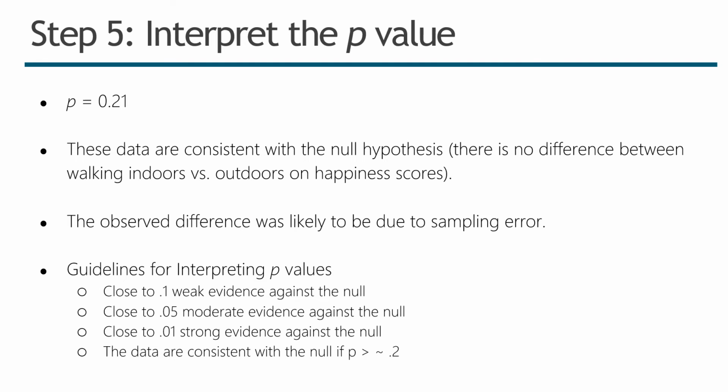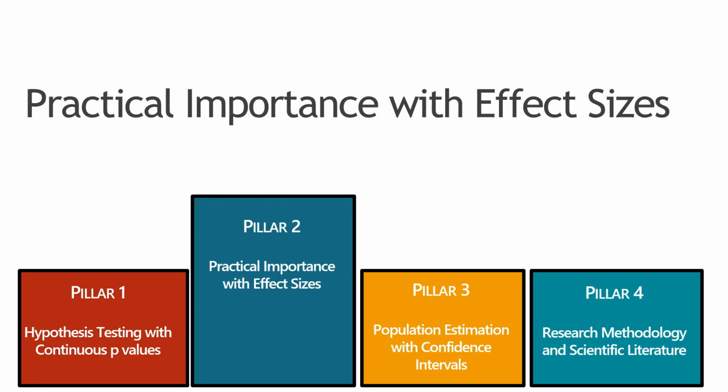So with a p of 0.21, we can say that we're pretty confident these data are consistent with the null hypothesis, where there's really no difference between the indoor and outdoor groups on happiness scores. We had a difference of 0.44 between the groups, right? And that difference was very likely to be due to sampling error. The p-value tells us the probability that our results, or our difference that we observed, is due to sampling error.